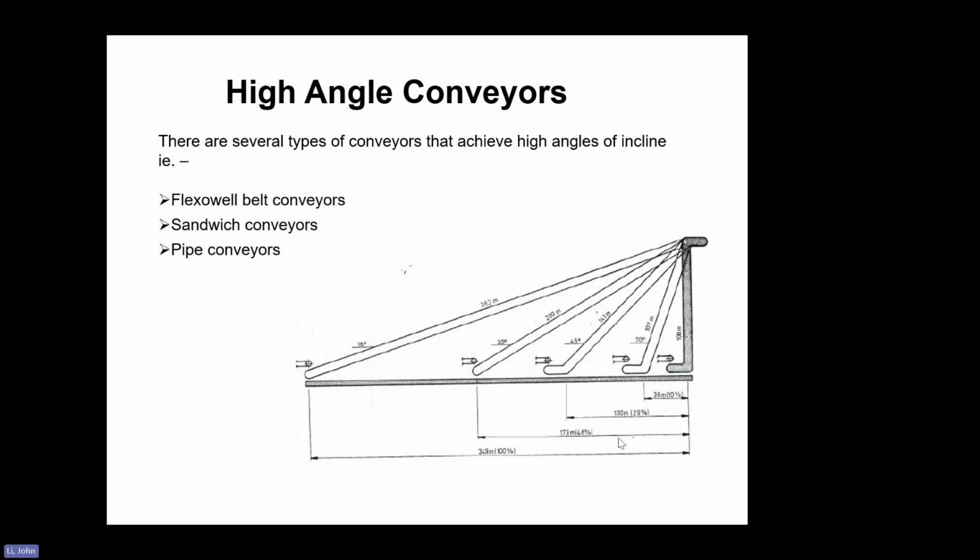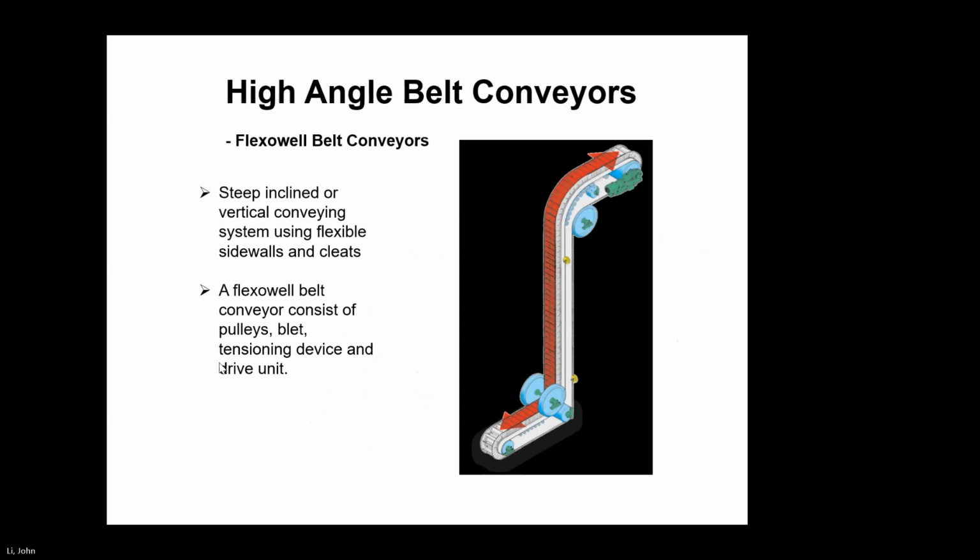You can see a picture here. If this is a belt conveyor lifting 100 meters, it needs to take about 350 meters. So why do we need a high angle conveyor? It will reduce the length and footprint. So now I introduce the flexwell belt conveyor, mostly used for the process industry.